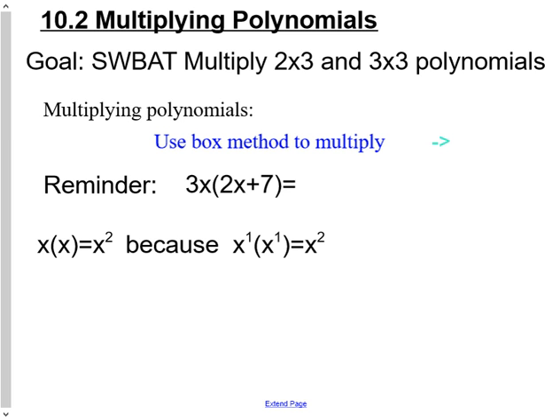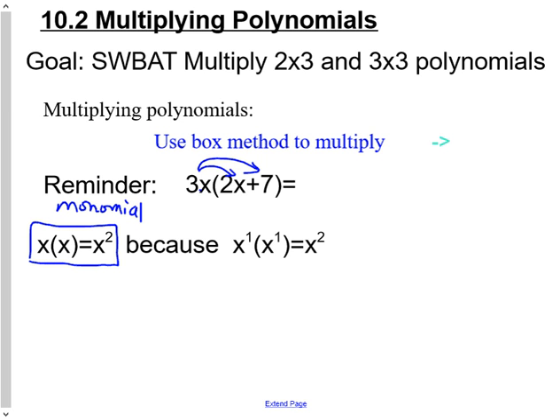So a reminder, basically what we're doing is 3x times 2x plus 7. This is a monomial times a binomial, and again, from yesterday's lesson, 3x versus 2x plus 7, right? One piece outside, two pieces inside, a 1 times a 2. And it would distribute: 3x times 2x, and then also 3x times 7. We're distributing.